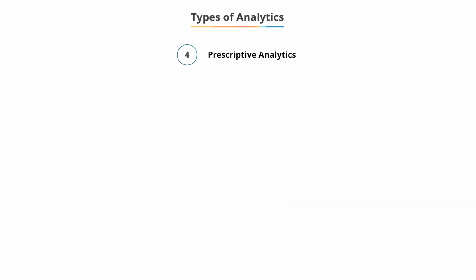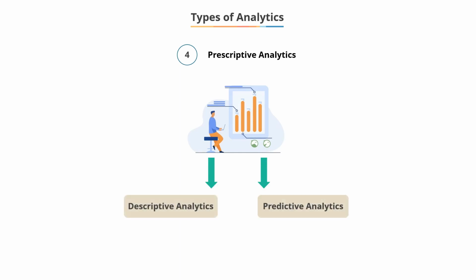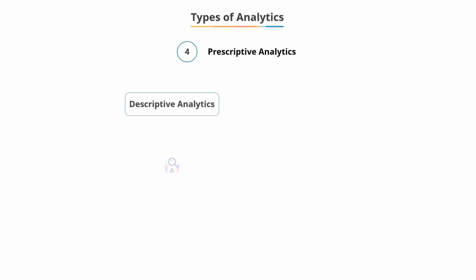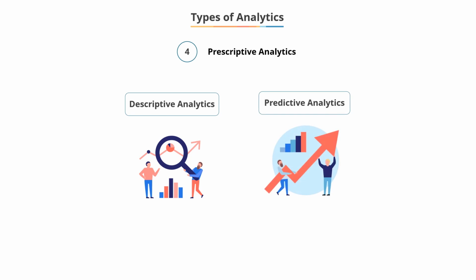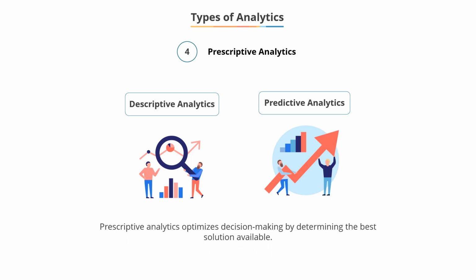The last one on the list is prescriptive analytics. Prescriptive analytics is the last phase of business analytics and is related to both descriptive and predictive analytics. While descriptive analytics provide information about what has happened and predictive analytics helps to forecast what might happen, which is probabilistic in nature, prescriptive analytics optimizes decision-making by determining the best solution available amongst various choices, given the business constraints.